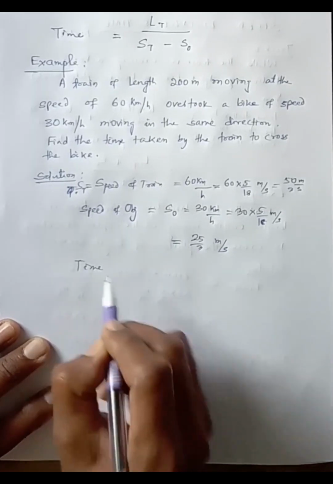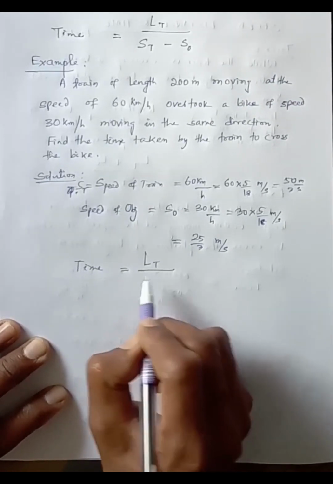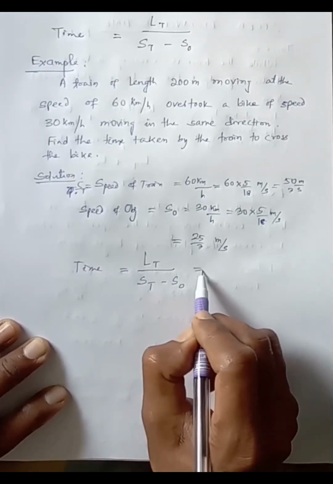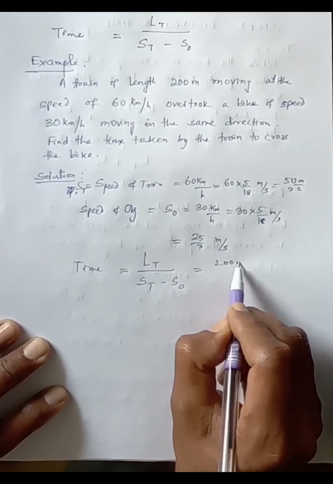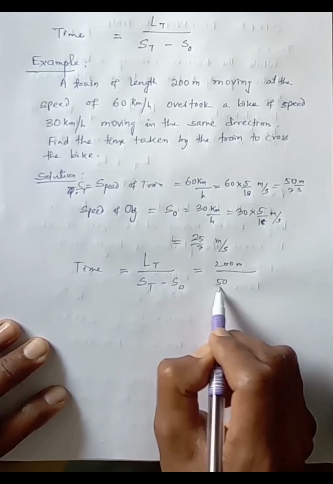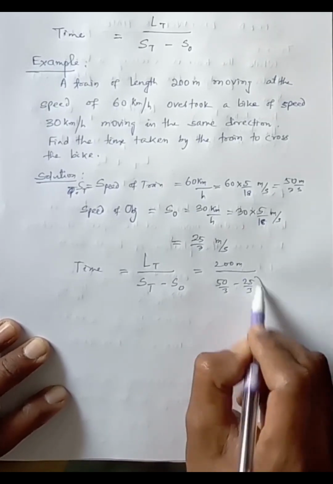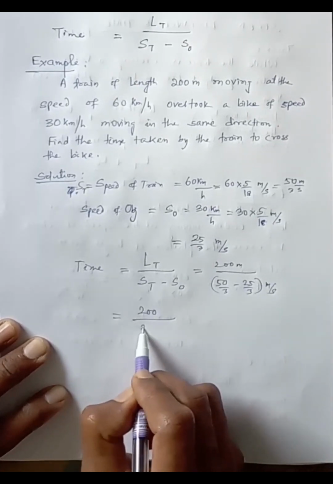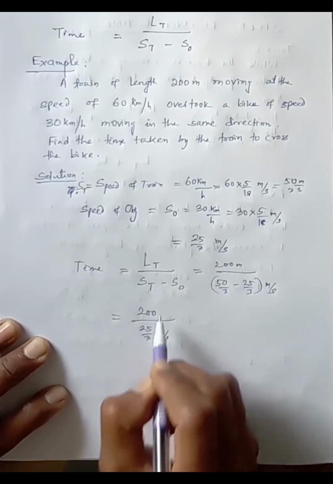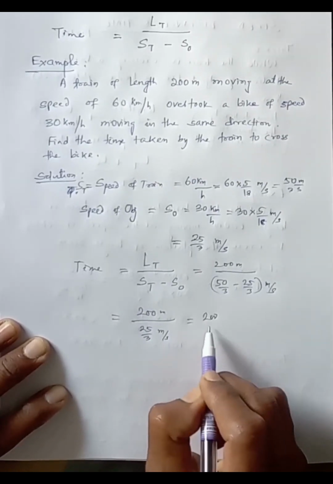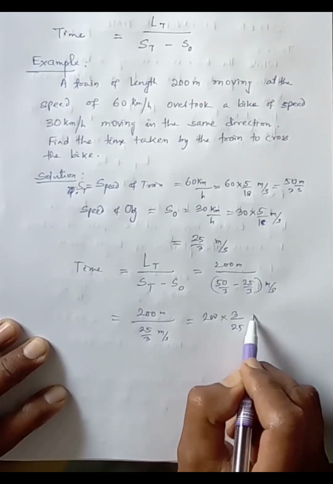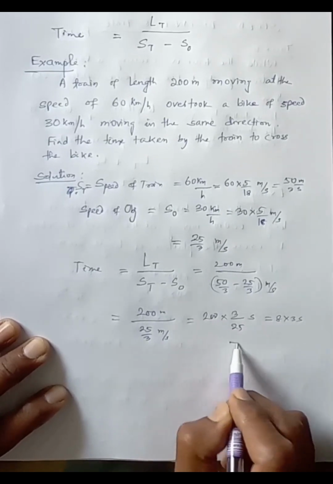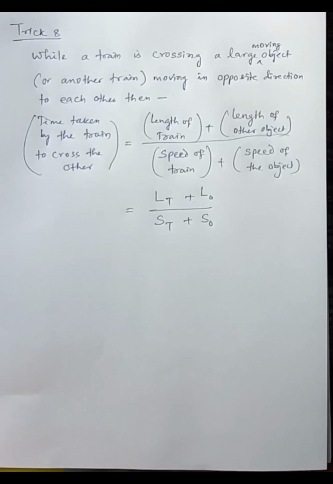Hence, time taken is equal to LT, length of a train, divided by speed of train minus speed of object. This is equal to 200 meter divided by 50 by 3 minus 25 by 3 meter by second. This is equal to 200 divided by 25 by 3 meter by second. This is equal to 200 into 3 by 25 second. This is equal to 8 into 3 second. This is equal to 24 second.